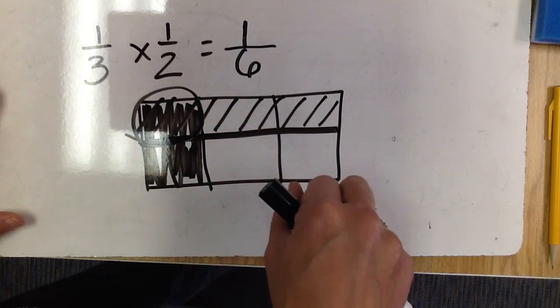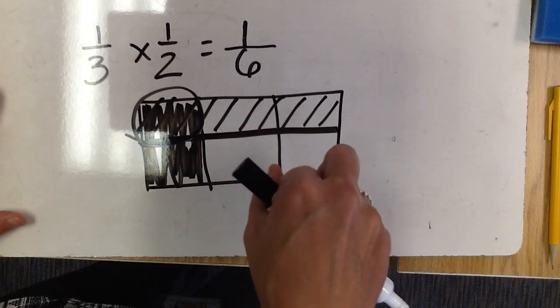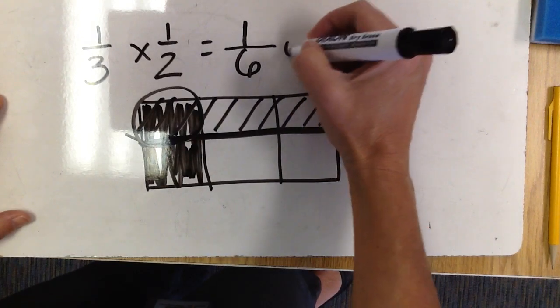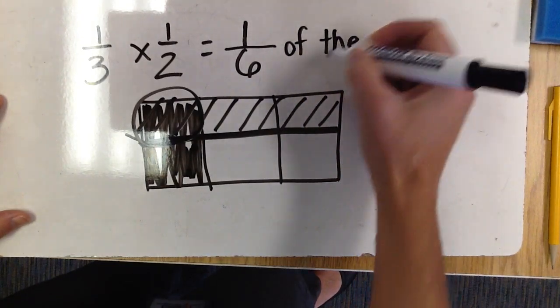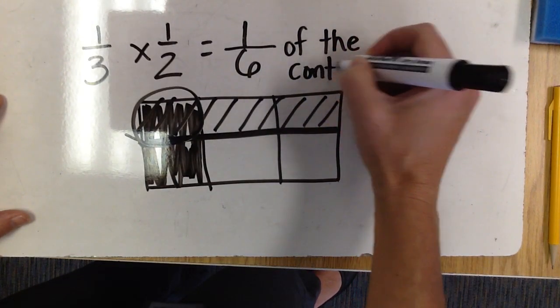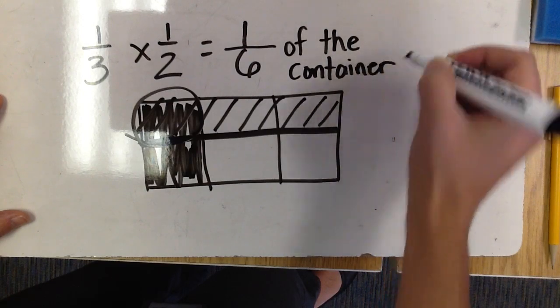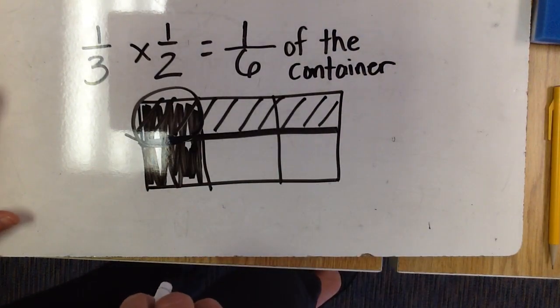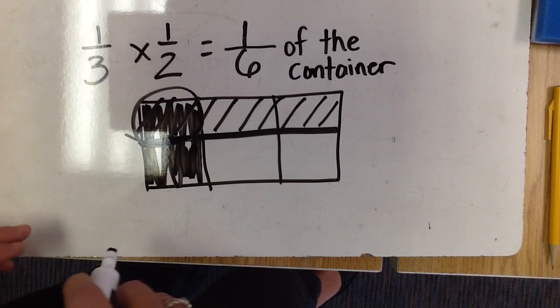So how much of the whipped cream container did the principal use? He used 1/6 of the container. So that is a strategy for how to interpret as well as how to solve fraction by fraction.